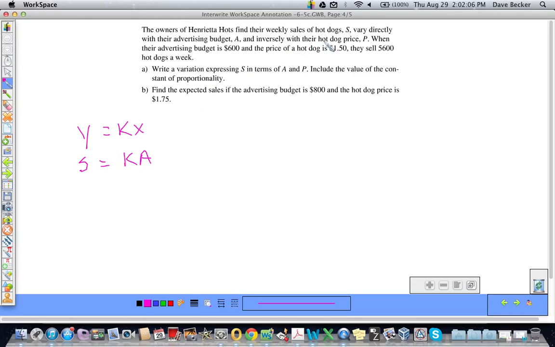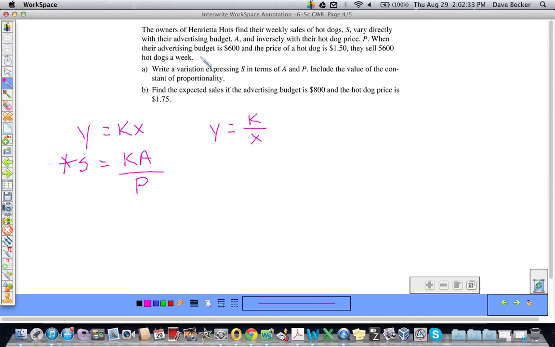And inversely with their hot dog price P. Inverse variation, Y equals K over X. Well, I already have my K, and my X is going to be replaced with my P, and it goes in the denominator. So there we go. There's our formula right there. We're done with the formula. Now we just have to solve the problem.